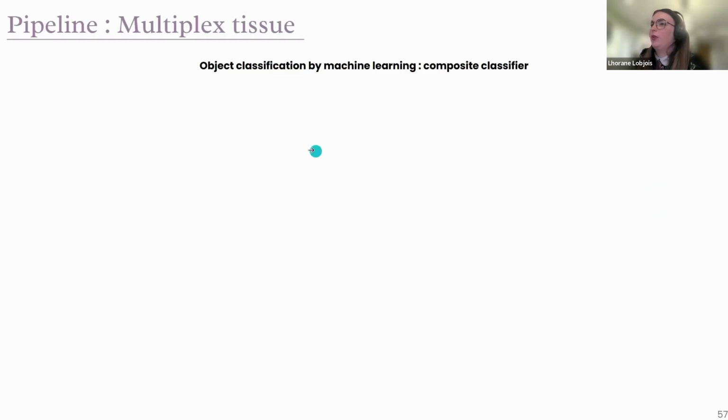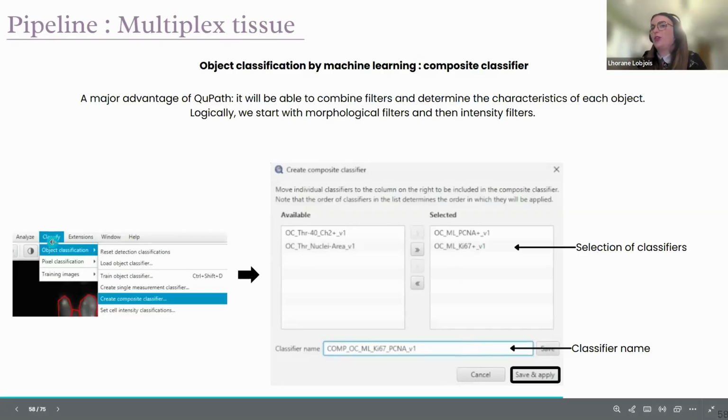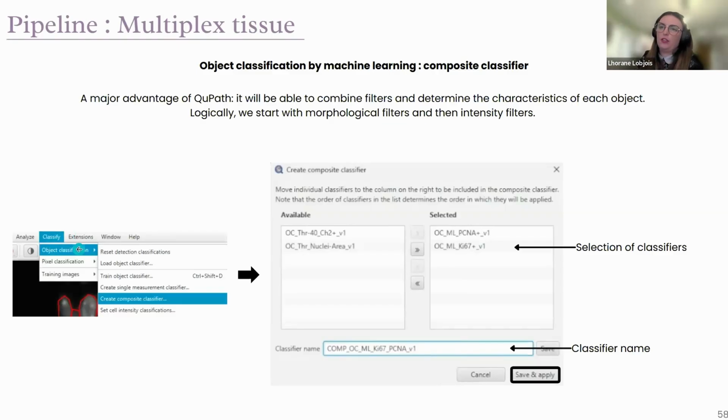Then you can create more than one object classifier. You can create one for pCNA, one for small and big nuclei, or another channel. Thanks to that, you can then create a composite classifier. It means that you have one or more filters, most of the time more, and you can combine them to create a composite that will use all your filters to detect the double positive, the triple positive cell. So for doing that, you go on Classify again, Object classification, and create a composite classifier.